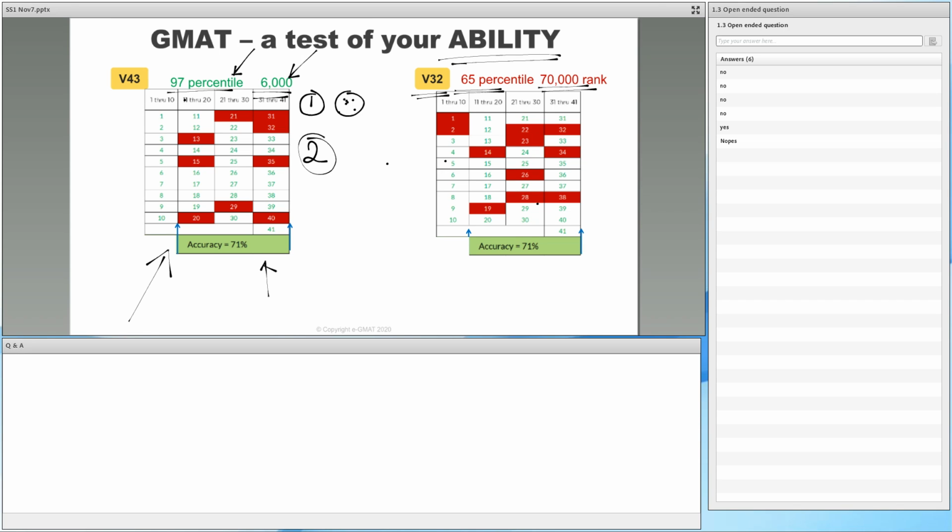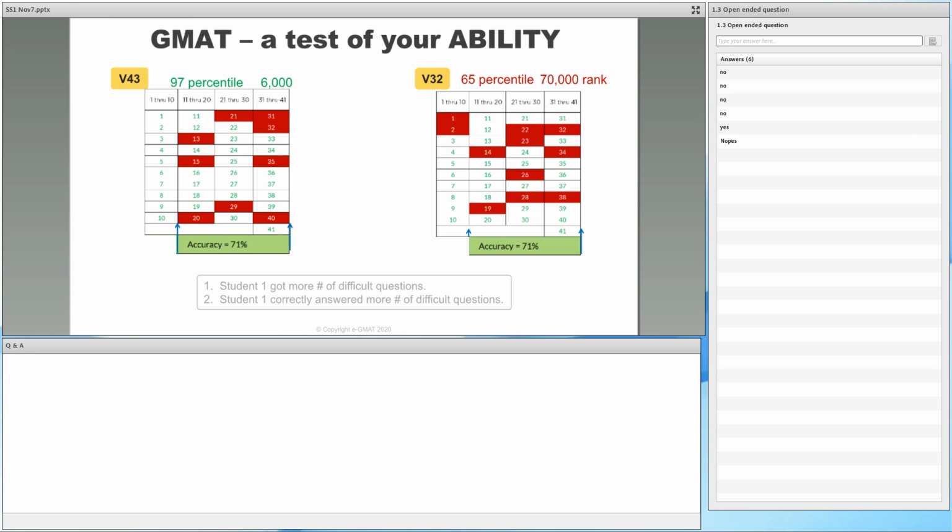So then how do we figure out ability from this chart? The answer is you cannot. There's a different ability metric. But what you can figure out from this is, as that group 3 said, student 1, first of all, received more difficult questions. The test did serve him more difficult questions, and he answered more of those difficult questions correctly than student 2. Remember, more is a comparative word. So we're comparing student 1 and student 2 over here.